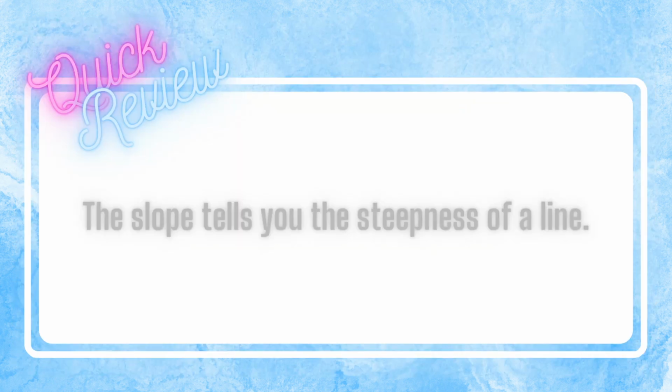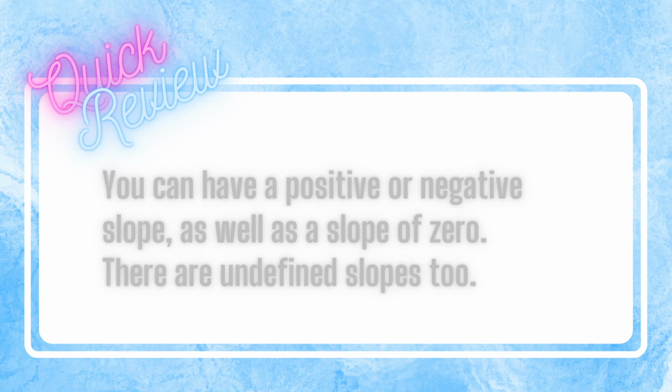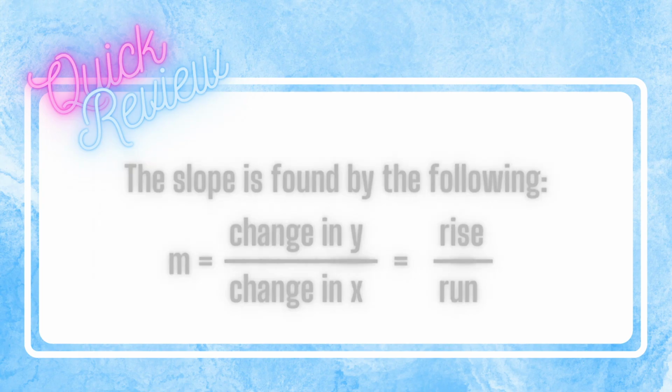Yay! So just as a quick review, the slope tells you the steepness of a line. And you can have a positive or negative slope as well as a slope of 0. There's also undefined slopes. And to find the slope, we use this formula. M equals the change in y over the change in x, which is the same thing as doing rise over run. So how much do we go up or down over how much do we go left or right?